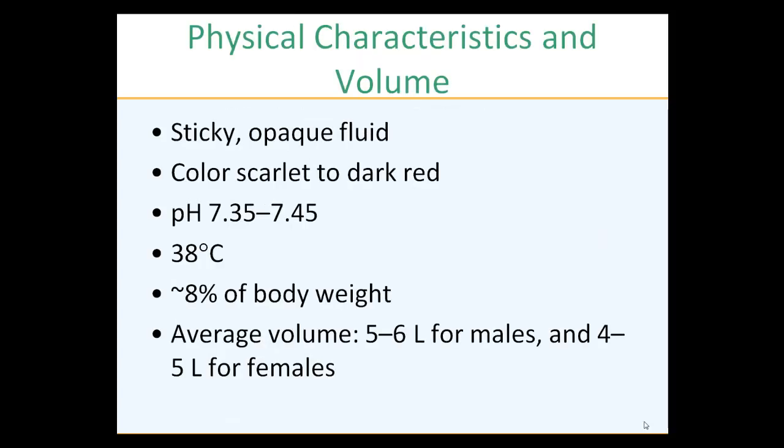A little bit of introduction on the characteristics of blood. It's sticky. Its color depends on whether it's oxygenated or not. If it's oxygenated, it will be scarlet. If it's deoxygenated, then the heme group will change to dark red. The pH is about 7.4. Temperature, that's the core temperature of your blood, again it depends where the blood is, is about 38. And we discussed its relation to body weight and the volume before in an earlier slide.